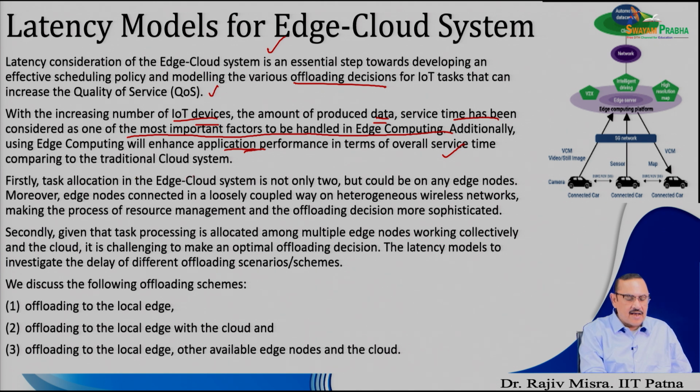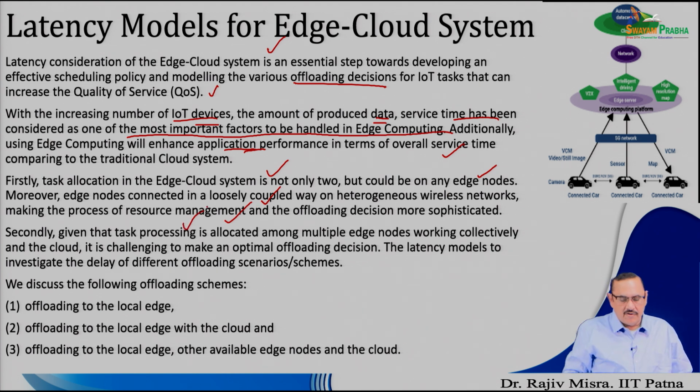Firstly, task allocation in the edge cloud system is not only done in one place, but could also be on any of the edge nodes. Moreover, these edge nodes are connected in a loosely connected way, whether through wireless networks, making the process of resource management and offloading more sophisticated.